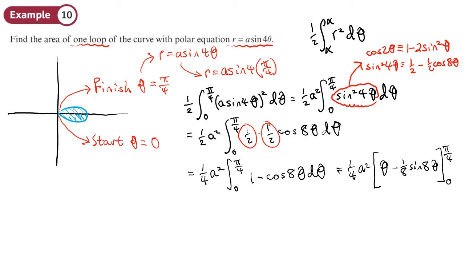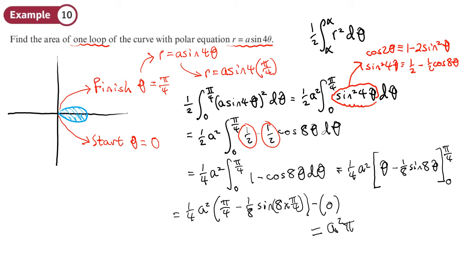So now we can just substitute in. A quarter a squared, and then we'll have pi over 4 minus an 1/8 sine 2 pi, or 8 times pi over 4, which is 8 pi. When we substitute in the 0, we will just end up with 0. So our final answer is going to be a squared pi over 16.